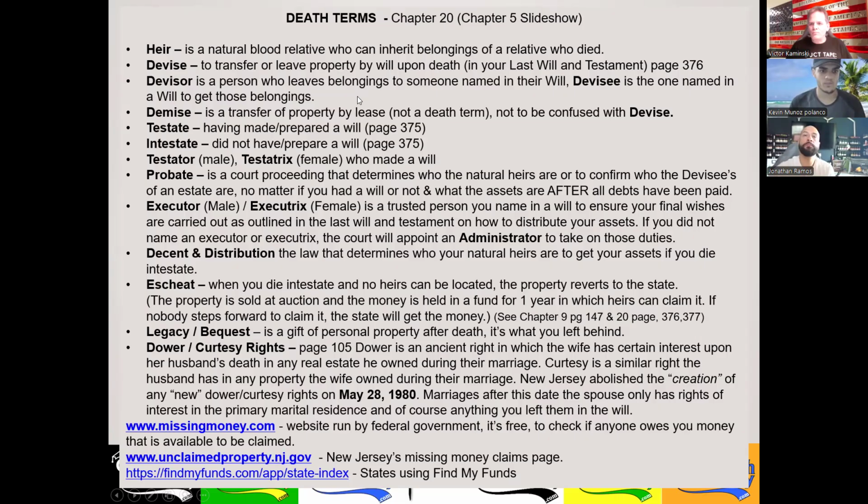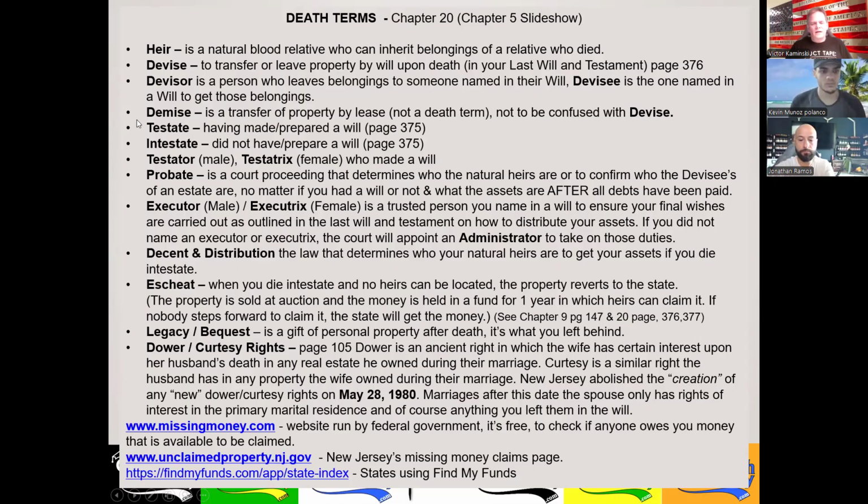They don't need to be relatives. They could be your friend. They could be anybody, right? You could devise your property to anybody in a will. Okay. Now, heirs, they have to be natural blood relatives who could claim that they can inherit things from you. The devisee is one who's been named in a will to get those things, and they don't need to be a relative.